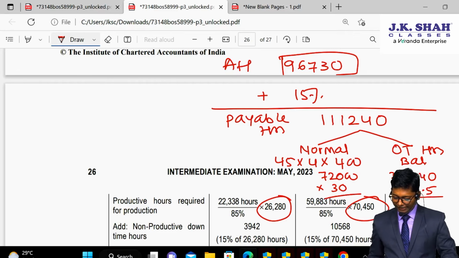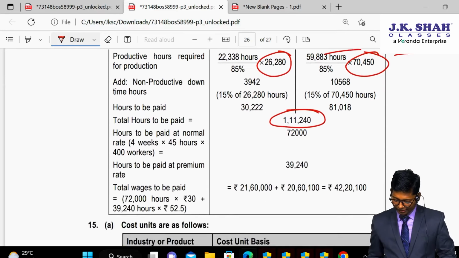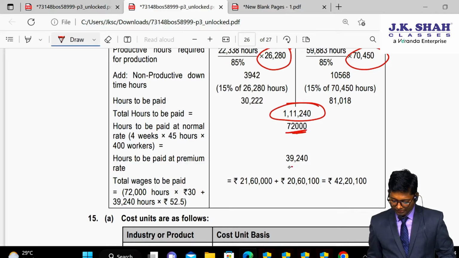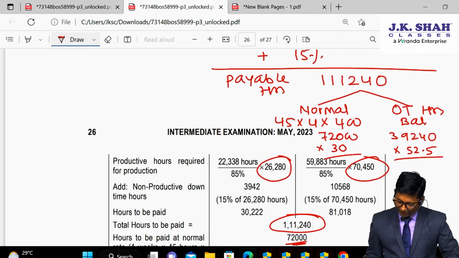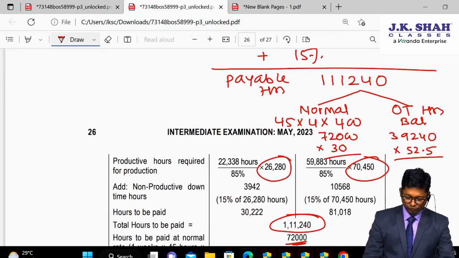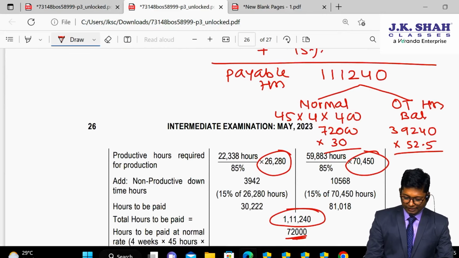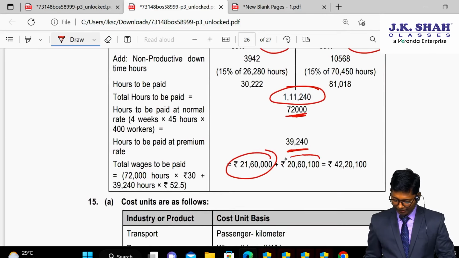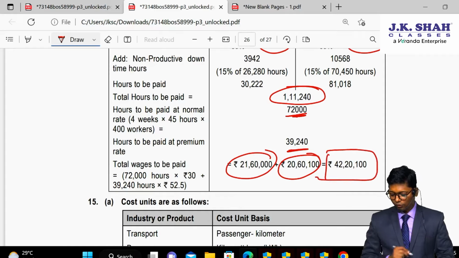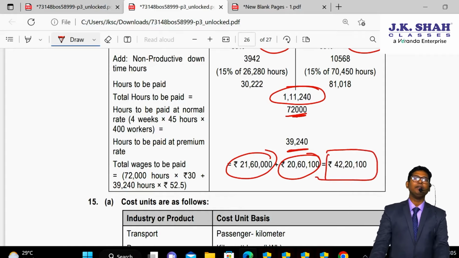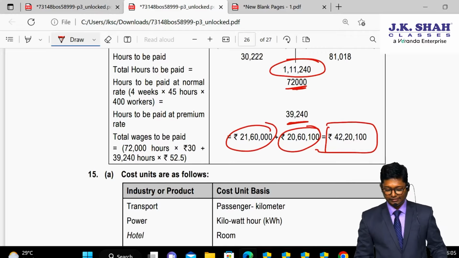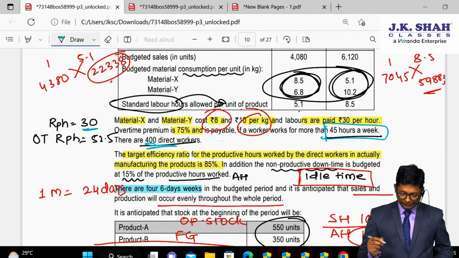These are the rate-wise calculations. You can see here they have done the same. These are the normal hours. These are the premium hours. When you multiply 72,000 into 30, you are going to get this figure, and 39,240 into 52.5, that is the premium rate I multiplied, I computed this. Total wages payable are available with us. Hope you guys are understanding this. Okay. After this, let's read.